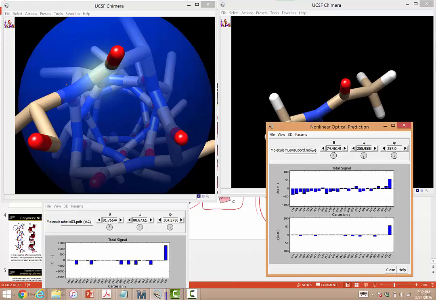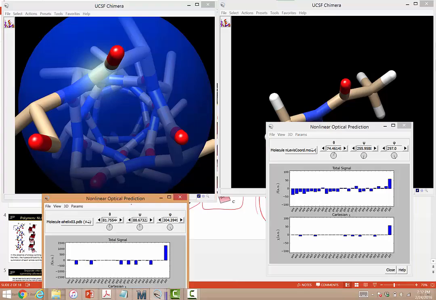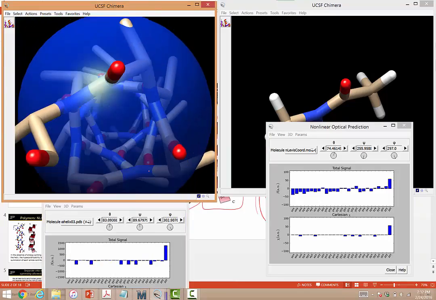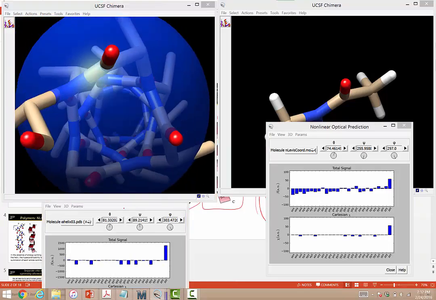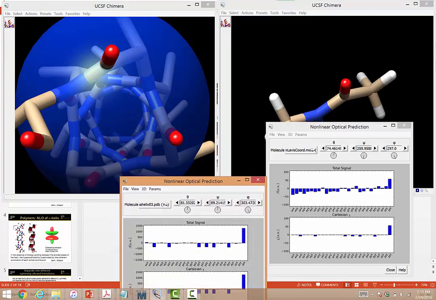And what's cool is if we go in and use NLO predict, what it will do is calculate the amide contributions of each one of these and coherently add them up. And that's what we get down here. And lo and behold, if we get this just right, the beta here looks a heck of a lot like the chi over here.